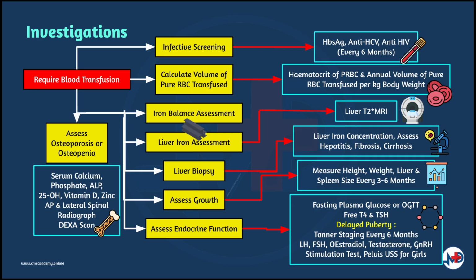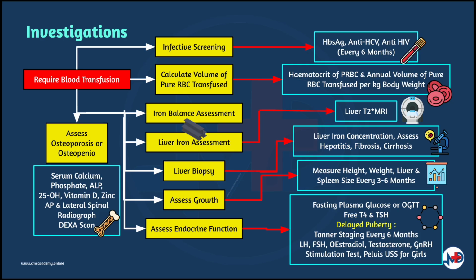During each admission for blood transfusion, one needs to calculate the volume of pure red blood cells transfused based on the hematocrit of the pure red blood cells given, as well as the annual volume of pure red blood cells transfused per kilogram body weight. It is important to carry out liver iron assessment, where you could order a liver T2 MRI for non-invasive liver assessment of the iron content, and even carry out a liver biopsy for liver iron concentration and the assessment of hepatitis, fibrosis, or cirrhosis in selected cases, as well as prior to bone marrow transplantation.